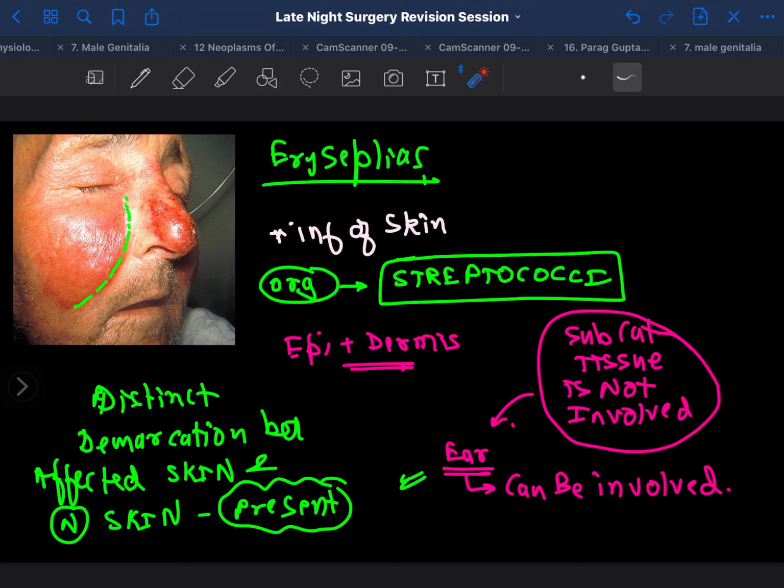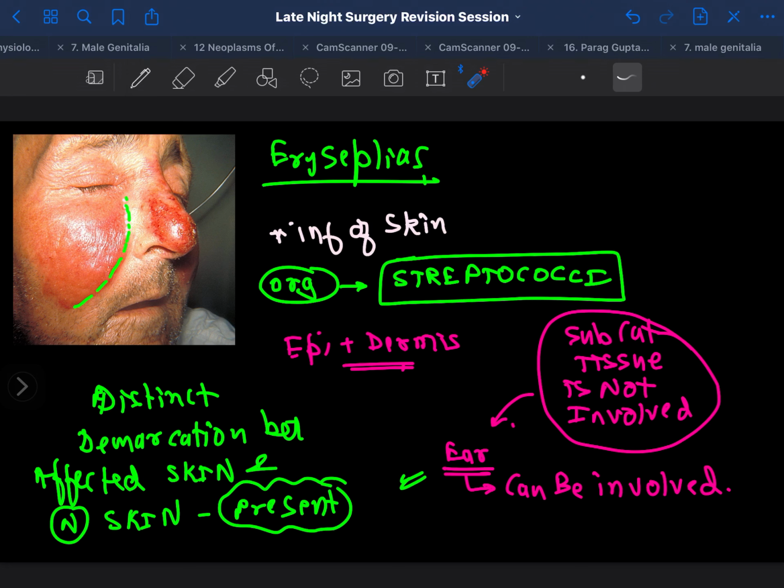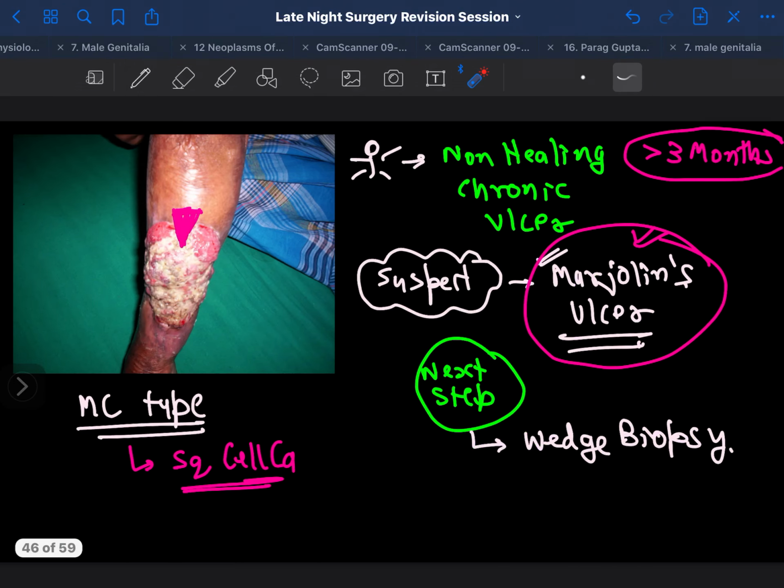There is a distinct demarcation between your normal skin and your affected skin. So the distinct demarcation over here is present, and because the subcutaneous tissue is not that much involved, the ears can be involved in this, and the treatment is again the antibiotic, nothing great about it. Then we talked about this.